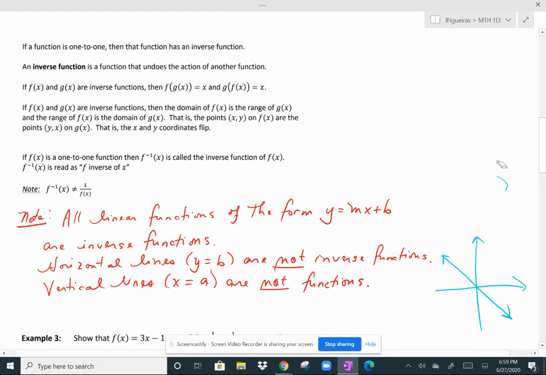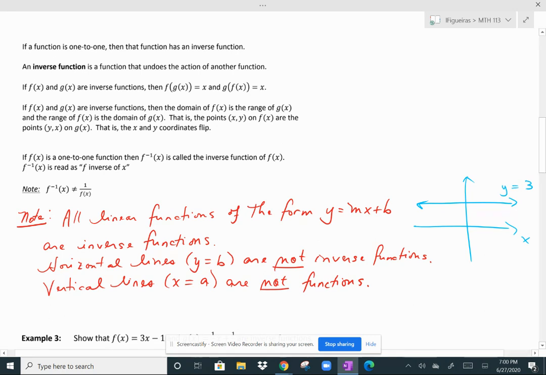Horizontal lines, of the form y equals b, are not inverse functions. Again, that would fail the horizontal line test infinitely many times. If I said this is the line y equals 3, there would be infinitely many points with the same value of 3. So that wouldn't have an inverse function.